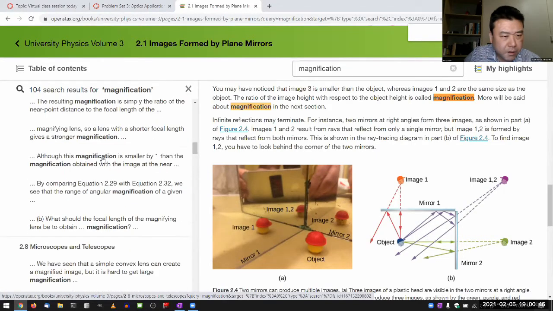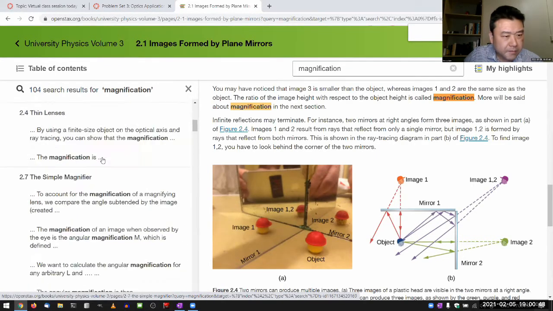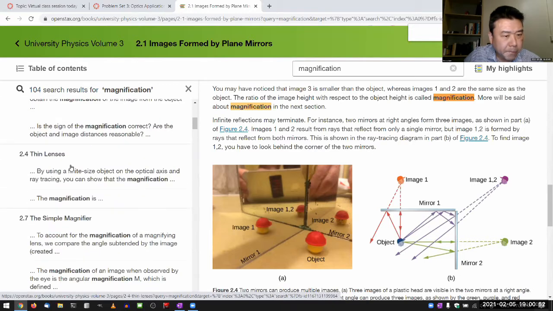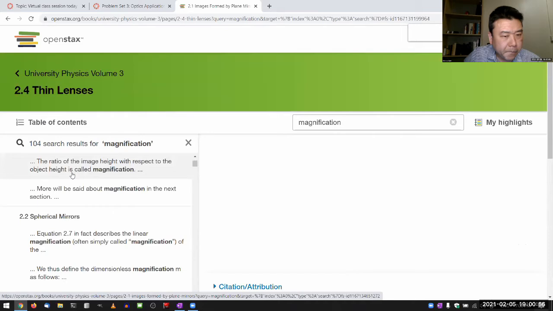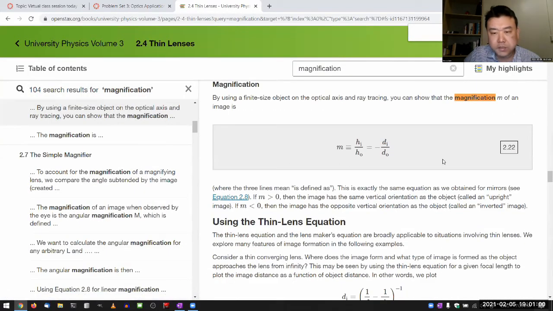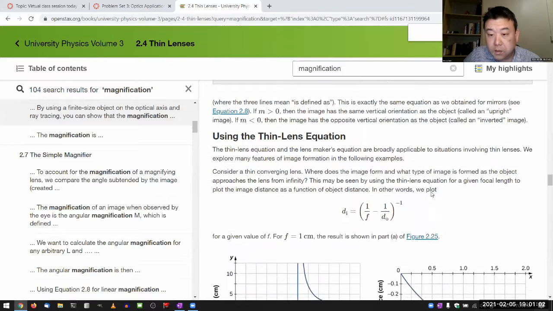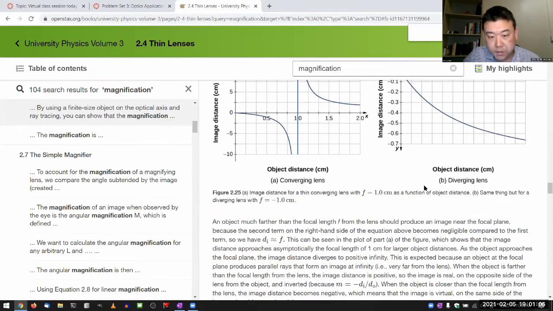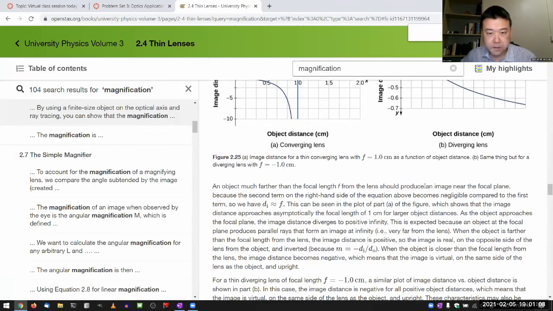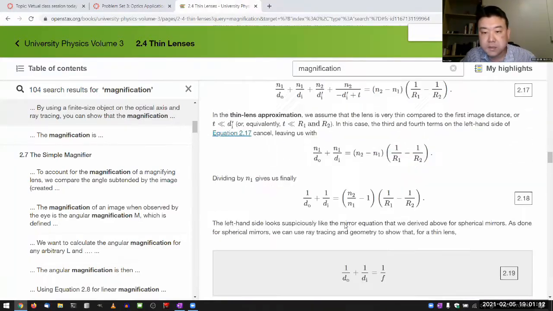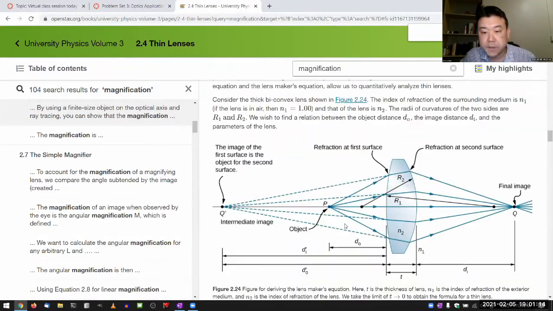I'm pretty sure the magnification should be affected by the two sides having different indices of refraction. What I'm thinking of is that the geometry they use to derive this is this ray diagram.